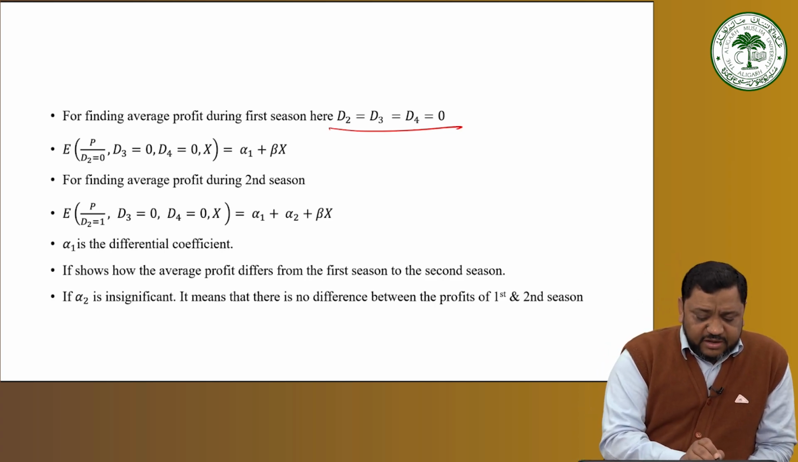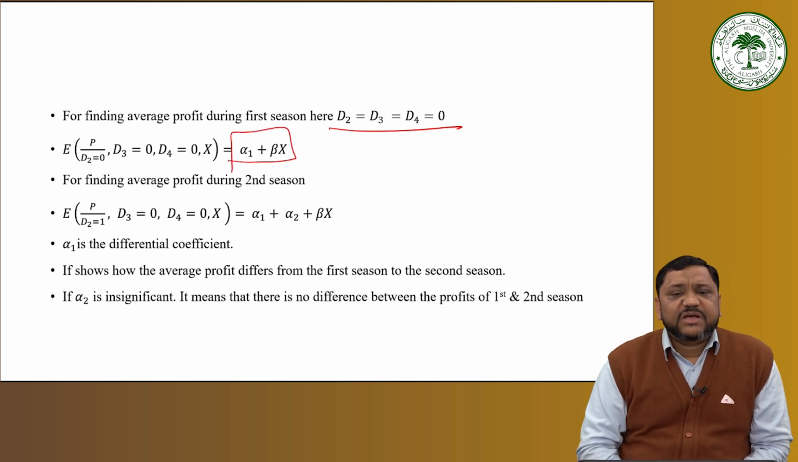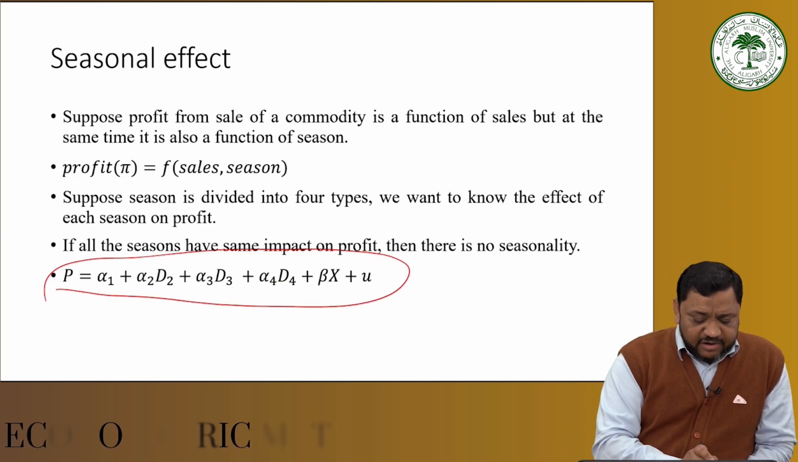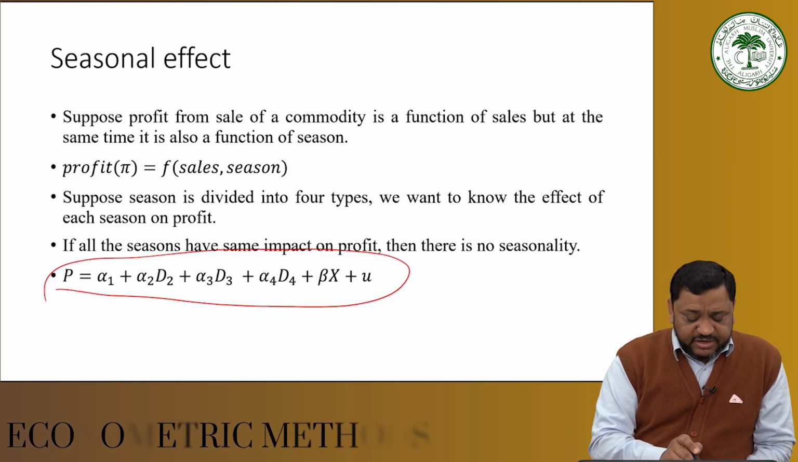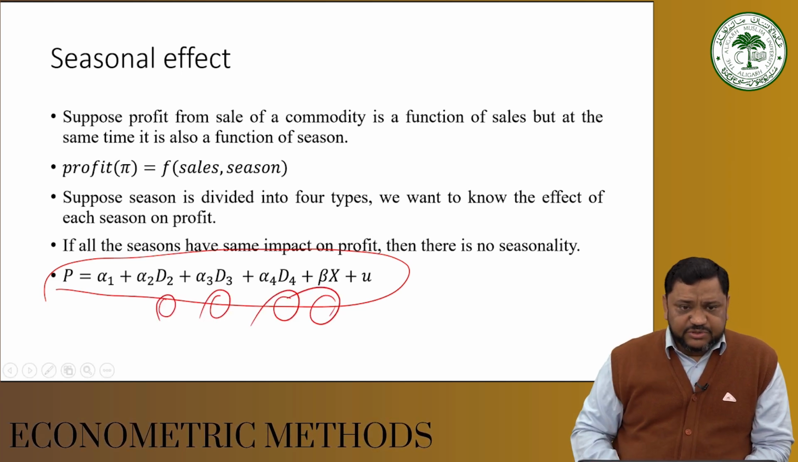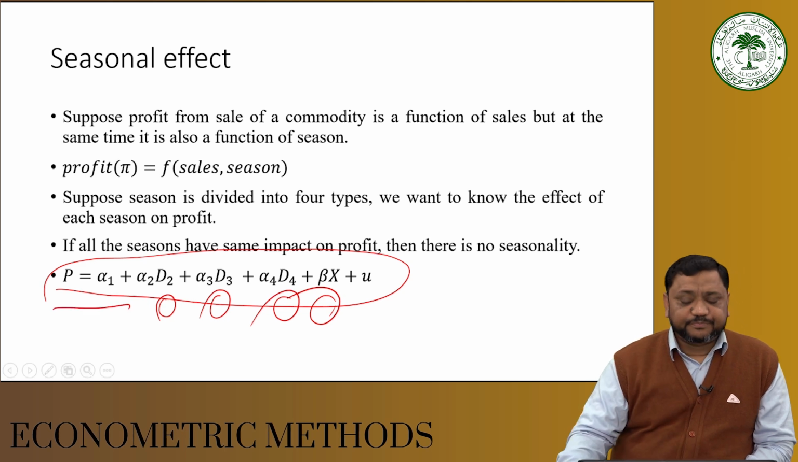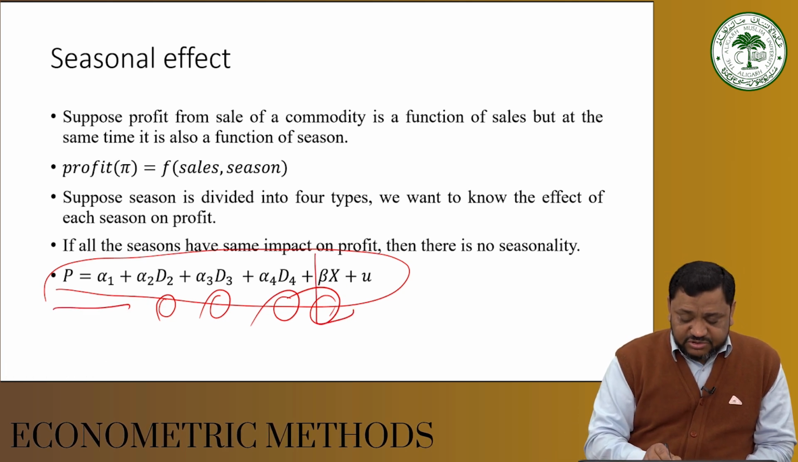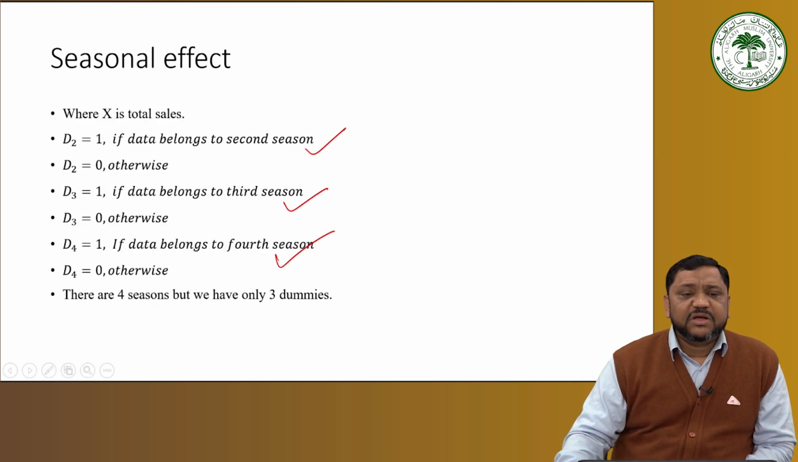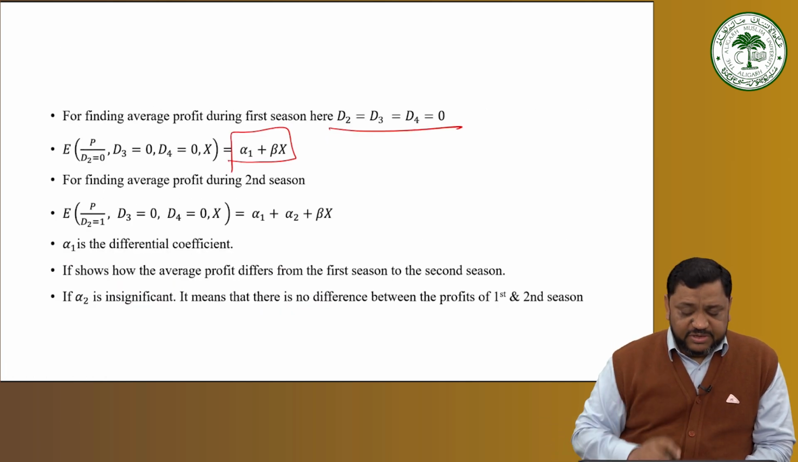So for finding the average profit during the first season, we write the equation like this. We have alpha 1 plus alpha 2 D2 plus alpha 3 D3, and so on. This becomes 0, this becomes 0, this becomes 0. Sorry, beta x is not 0. So all these 3 are 0, and what is left is alpha 1 plus beta x.